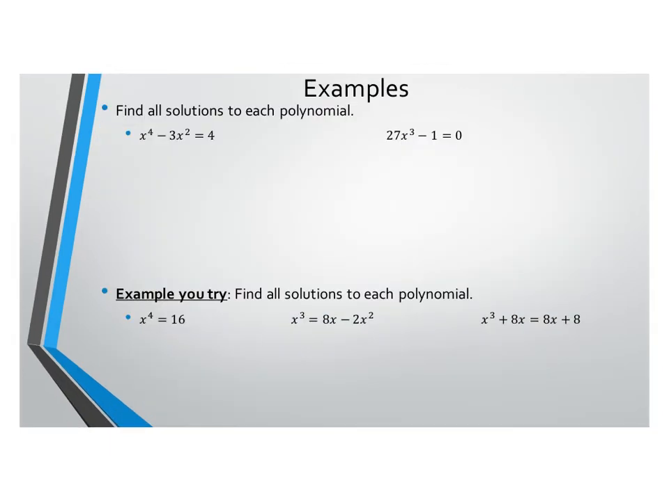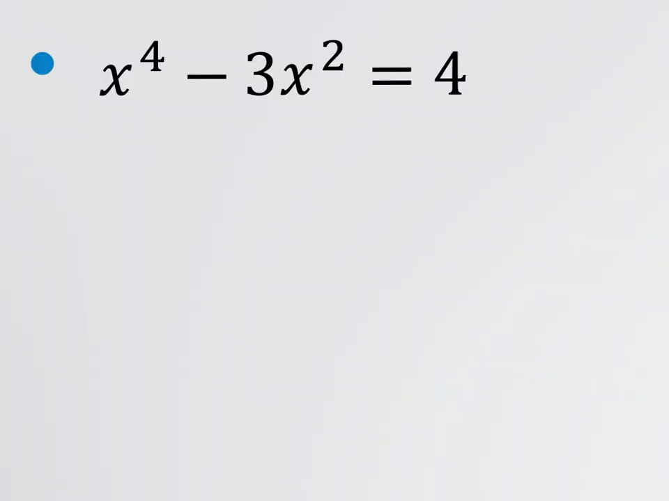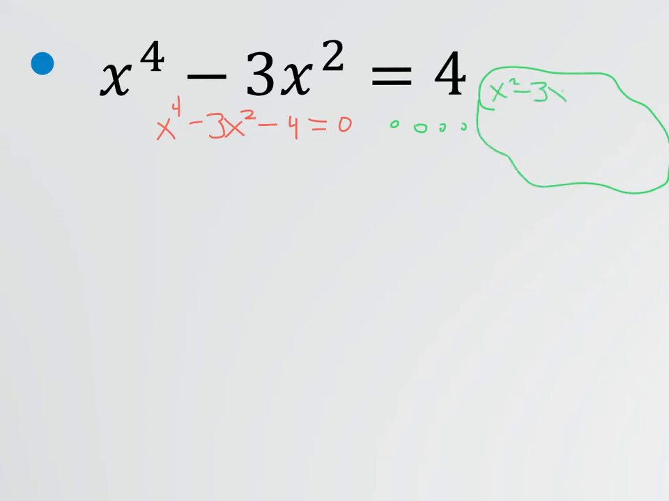If we look at our next examples, notice that we're going to find all solutions to the polynomial. First things first, we want to make sure that it equals 0. So let's see, we'll have x to the fourth minus 3x squared minus 4 equals 0. Now this one is unique. I want you to think of this like we're factoring x squared minus 3x minus 4 equals 0.